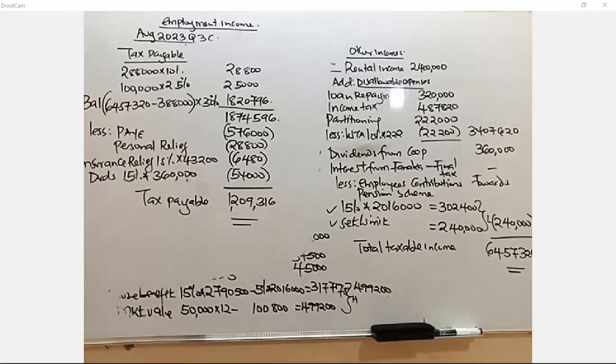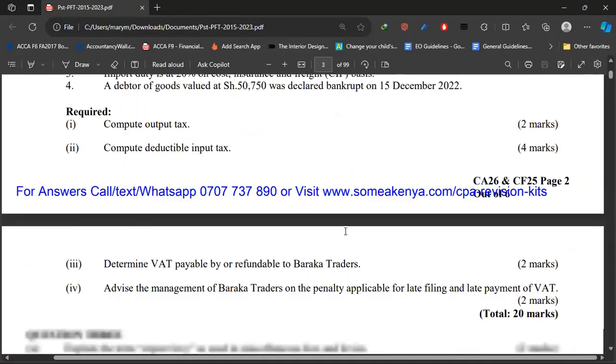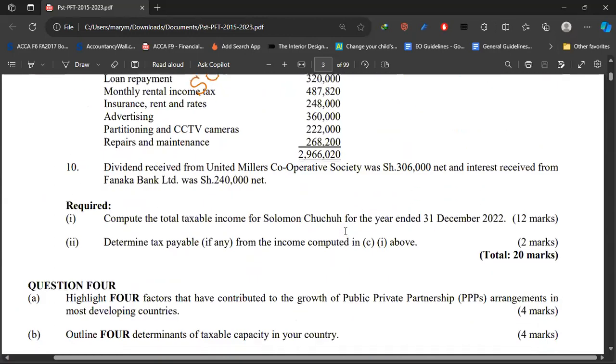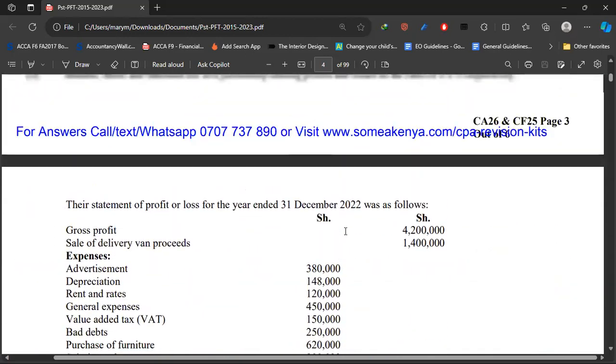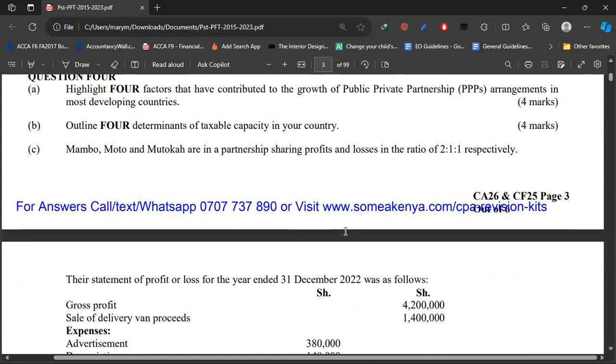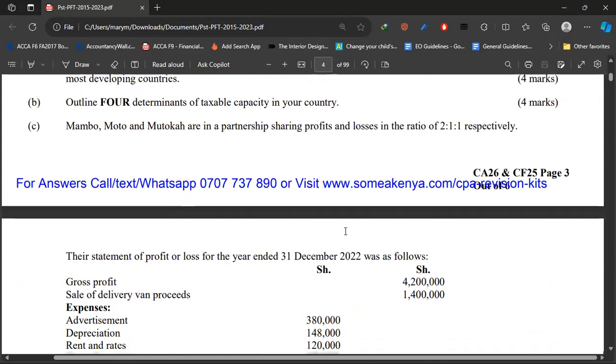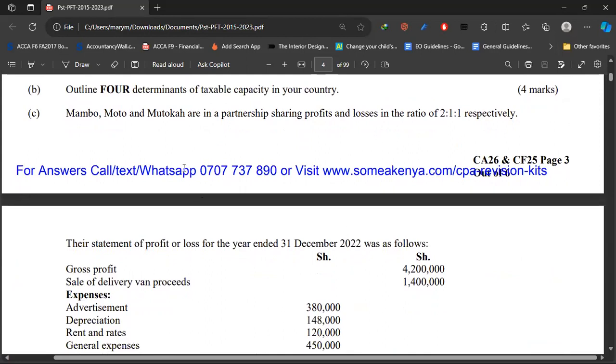So we are going to which question now? I think it should be our last question. I have another class at 7:30. I have this question here. Mambo Moto Mutoka is a partnership. Someone reads. You give me 1 minute.